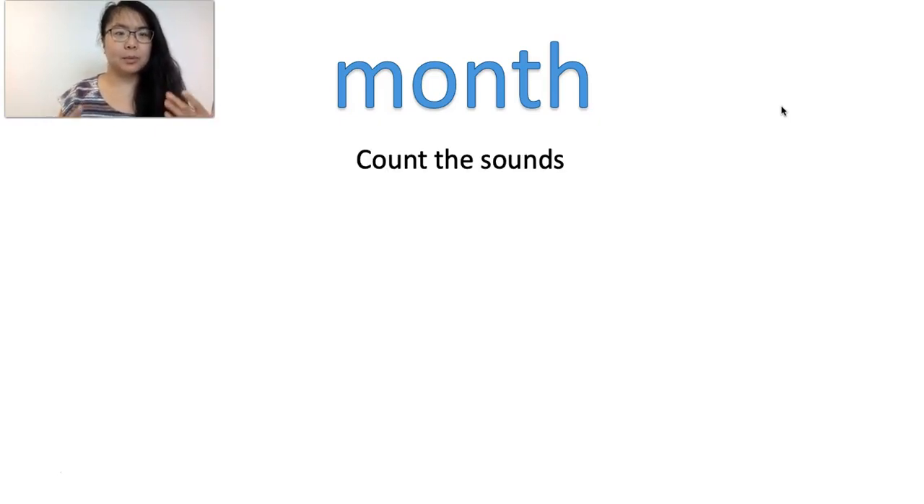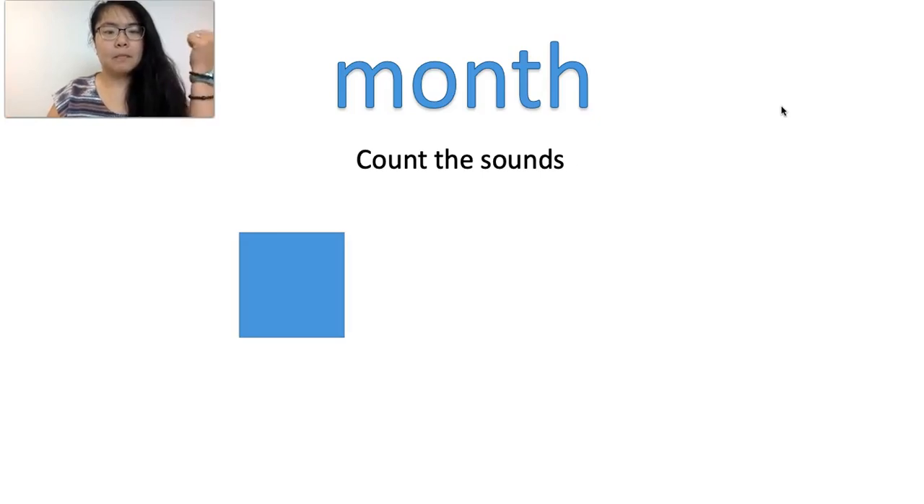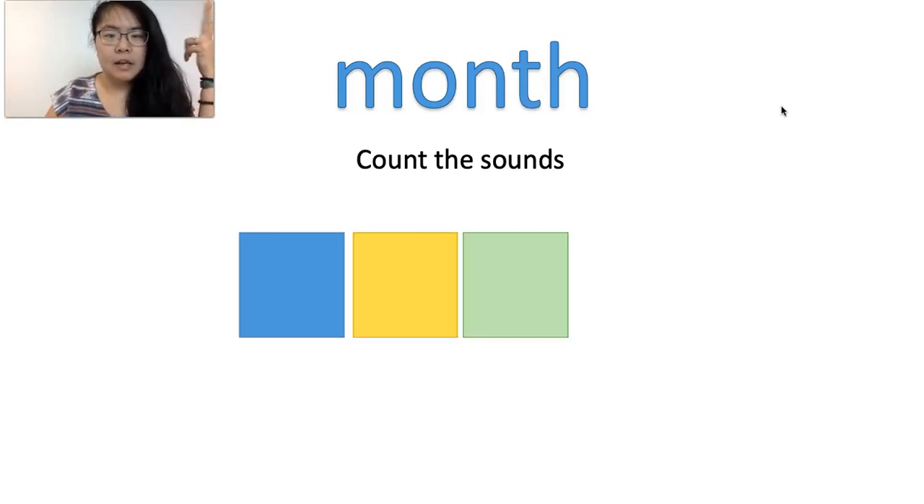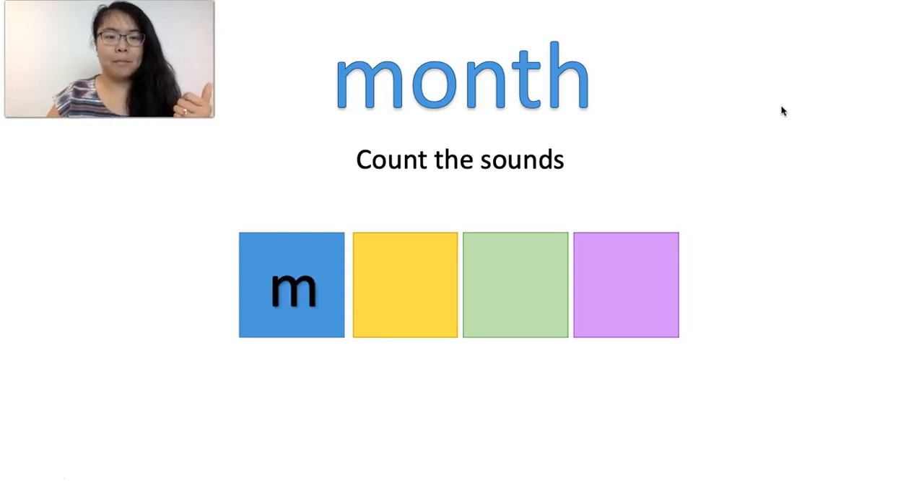Moving on to more vocabulary. Month. We saw this word in the previous slide. There are 12 months in a year. So we're going to count the sounds in the word month. M, a, n, month. M, a, n, mon.